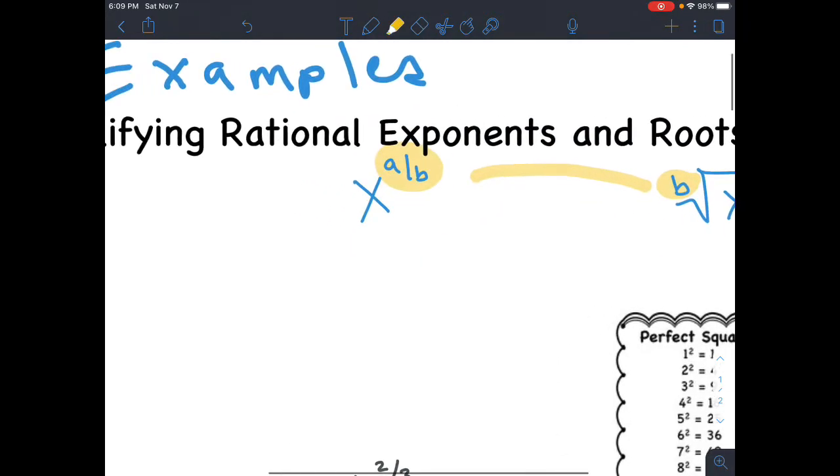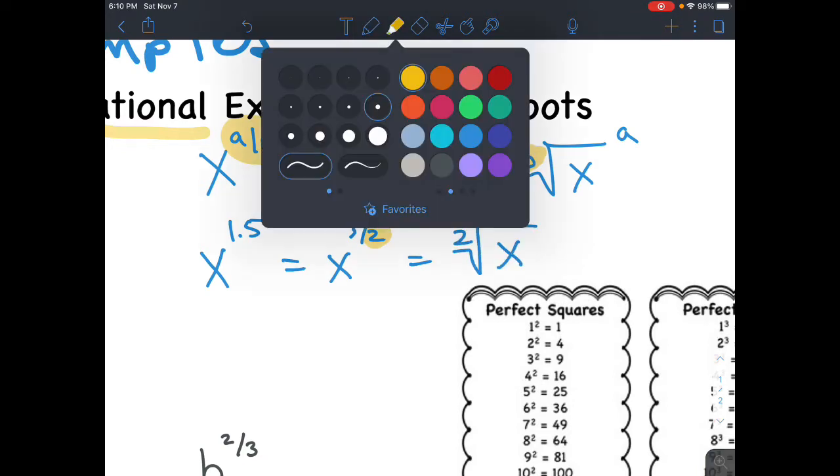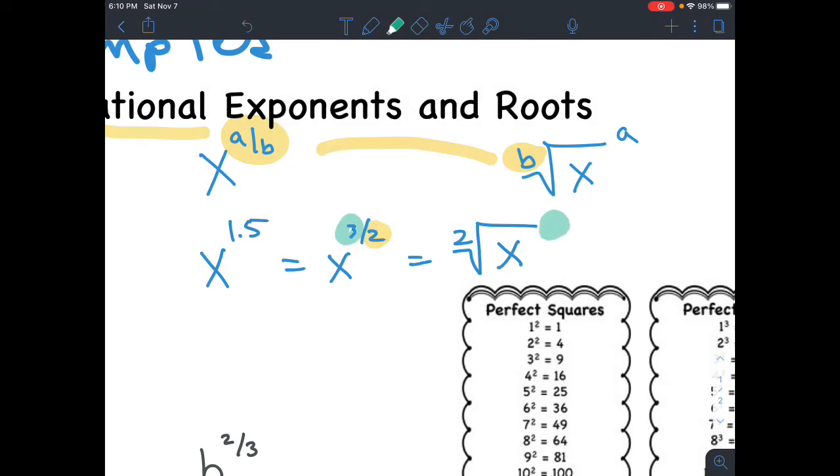And just to clarify, a rational number is any number that can be written as a fraction. So for example, 1.5, that exponent can be written as 3/2. Now the denominator of your fraction tells you what type of root. So this would be a square root of x. Then the numerator, you would raise your answer to the numerator. We don't normally write a 2 for square root. It's usually just like that.